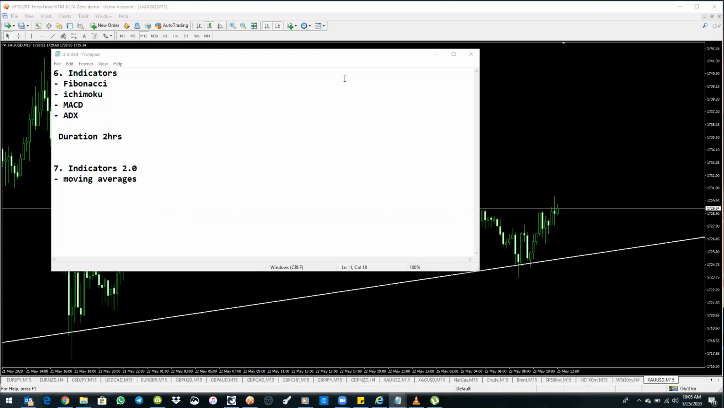Some of those indicators really are very popular, and the reason they're popular is because they have a lot of usefulness. They are easy to understand, easy to use. So the first one I'm going to go for, let me just cancel this, is ADX.